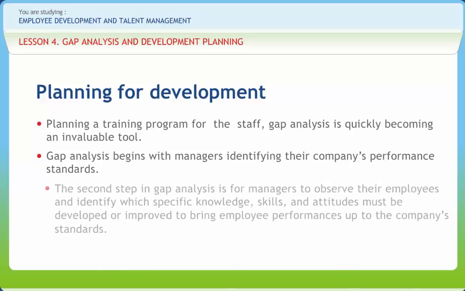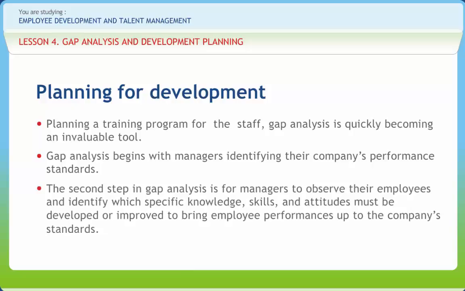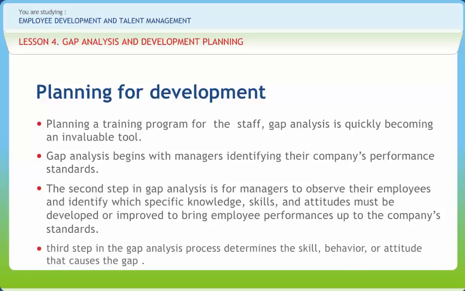The second step in gap analysis is for managers to observe their employees and identify which specific knowledge, skills, and attitudes must be developed or improved to bring employee performances up to the company standards. Once managers have determined that training is needed, they must pinpoint on which specific problem to focus. This third step in the gap analysis process determines the skill, behavior, or attitude that causes the gap.